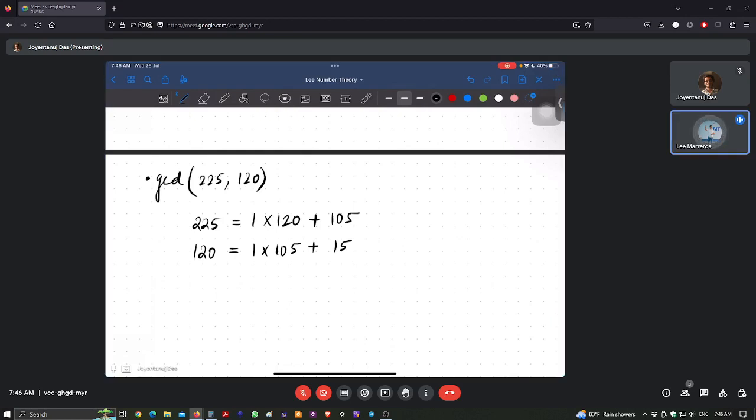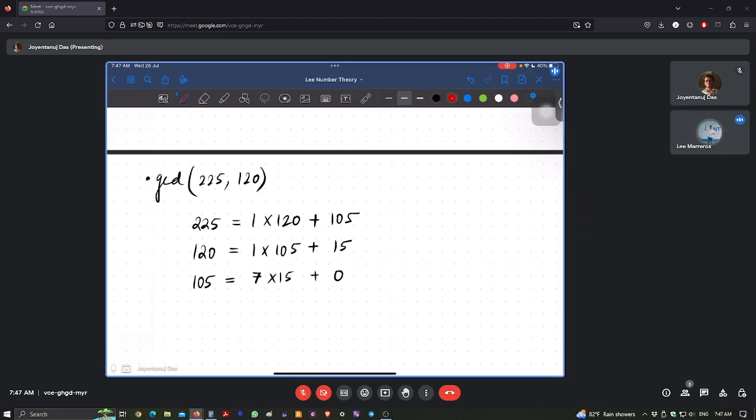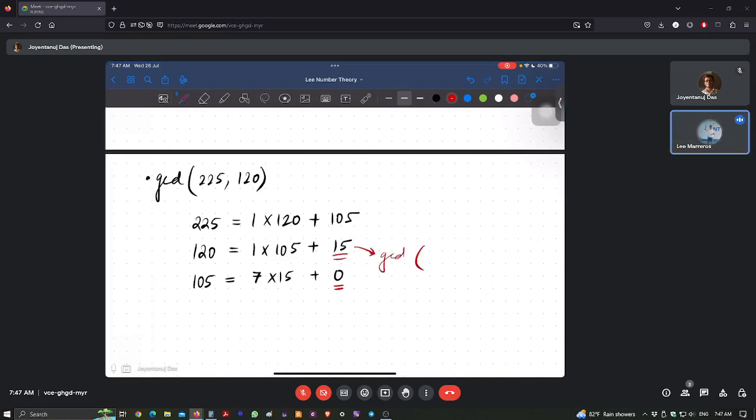Yes, 105 plus 15. Right, then the next one would be 105 equal to 7 multiplied by 15. So we have the remainder 0 here. So this is our GCD: 15.